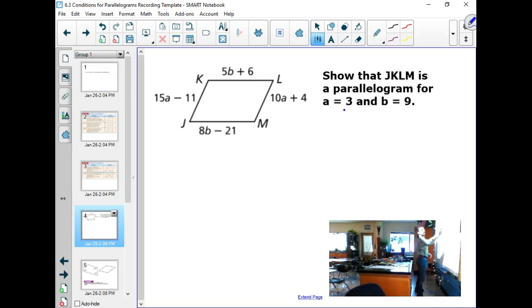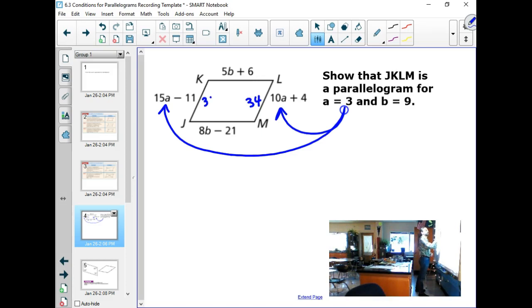So 3 goes in here. 3 times 10 is 30, plus 4 is 34. In here as well, 45 minus 11 is 34. So boom, I know those 2 sides are congruent. Now, maybe it's a trick. Let's try this one.